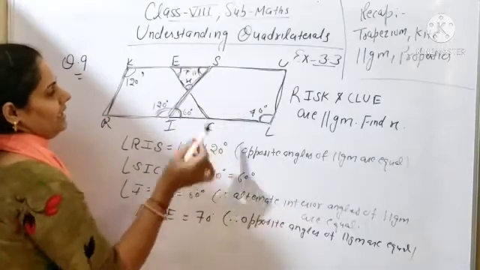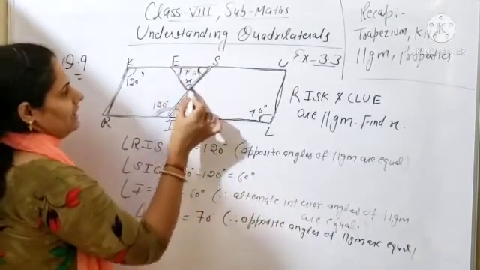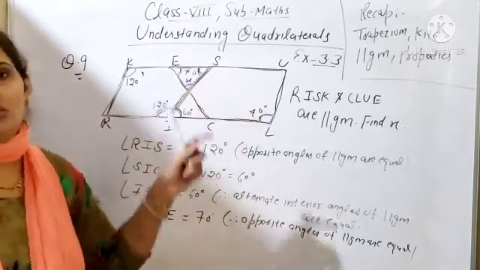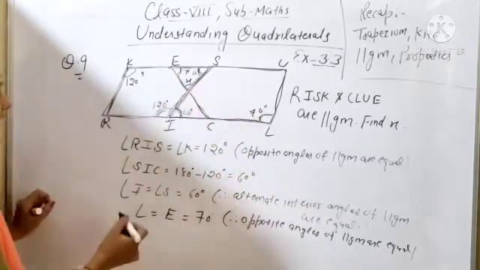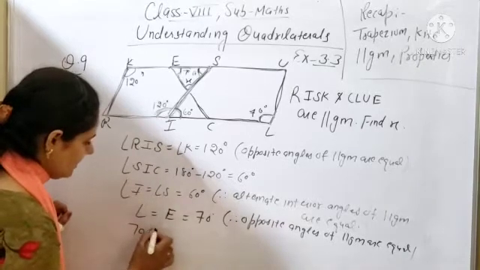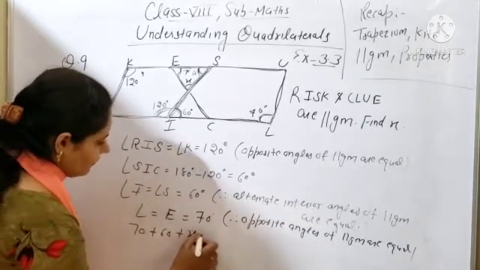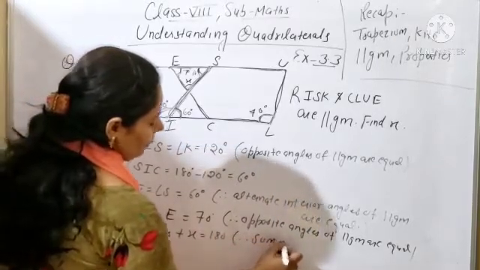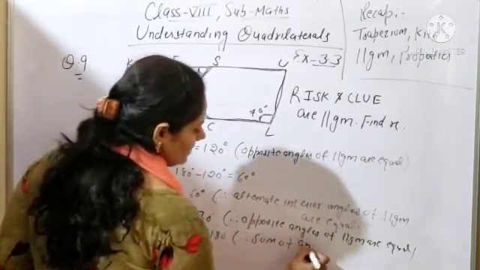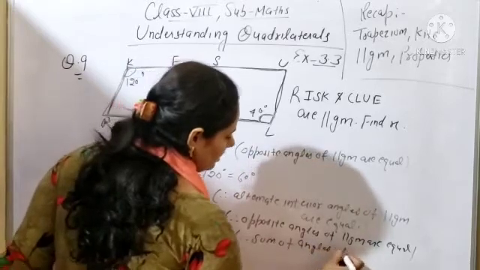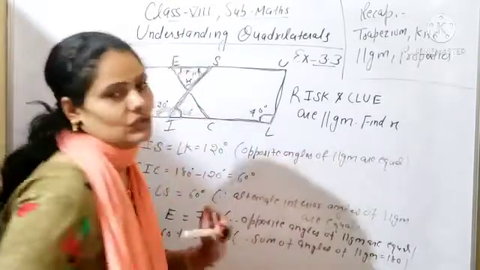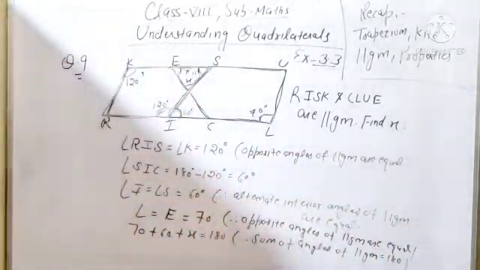Now you can take this triangle. In this triangle, the sum of all the angles will be equal to 180 degrees. Two angles you know, so simply you can find out the third angle. So you can say 70 plus 60 plus x will be equal to 180, because the sum of angles of a triangle is equal to 180 degrees. Clear?